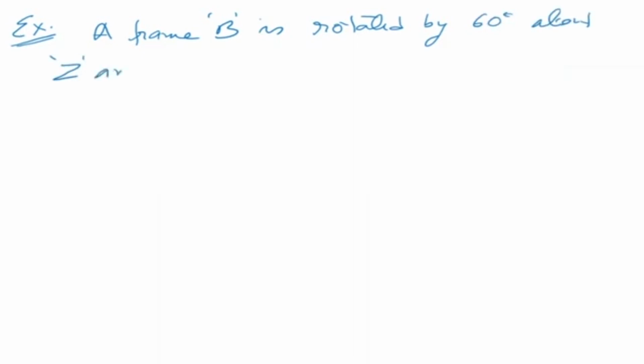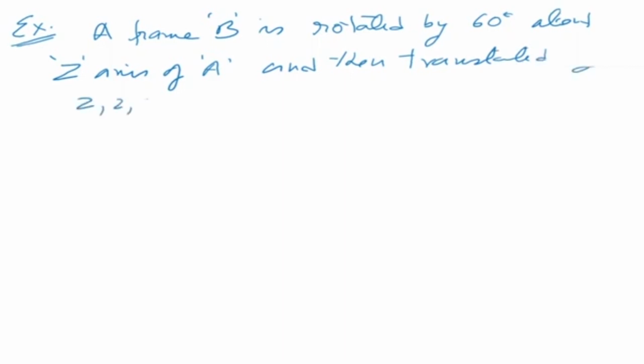Now a frame B is rotated by 60 degrees about the z axis of A, okay, and then translated by say 2 units in the XYZ directions of A. Okay, so it says that we have a frame B which is rotated by 60 degrees, and then it is translated by 2 units in the XYZ directions of A.